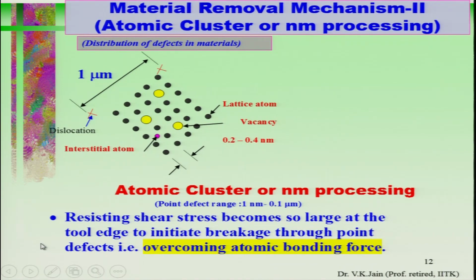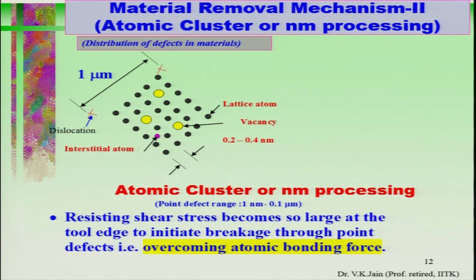Resisting shear stress becomes so large at the tool edge to initiate breakage through point defects, that is, overcoming atomic bonding force. Now, what happens when you are applying the force in this particular case, since it is very small, a few microns, and when you are cutting it or even less than a micron, then you are really shearing or resisting the bonding energy or bonding force of the surrounding atoms, and that is very large.